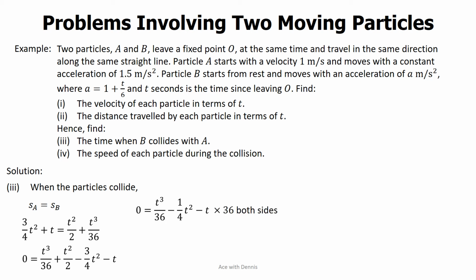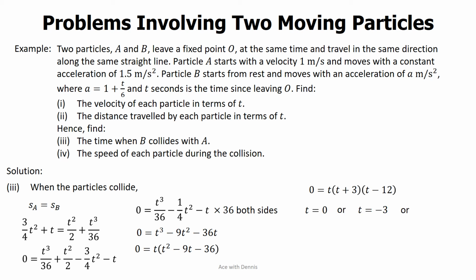And we multiply by 36 on both sides, we get 0 equals t cubed minus 9t squared minus 36t. Then we factorize t, which gives us 0 equals t times (t squared minus 9t minus 36). Then we factorize, we get 0 equals t times (t plus 3) times (t minus 12). So t equals 0, or t equals negative 3, or t equals 12. Alright, so we reject t equals negative 3 as t is always positive. Then we can say that B collides with A 12 seconds after leaving point O.